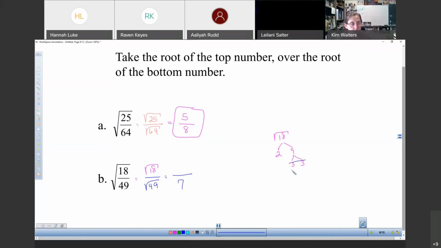I have 2 of these, 2 3s. So the 3 is going to come out in front, and I'm left with the square root of 2. And that, folks, is my final answer. I can't simplify anything else. Nothing divides into anything.